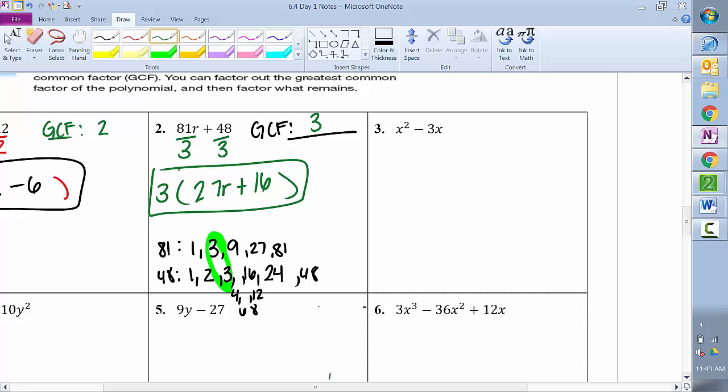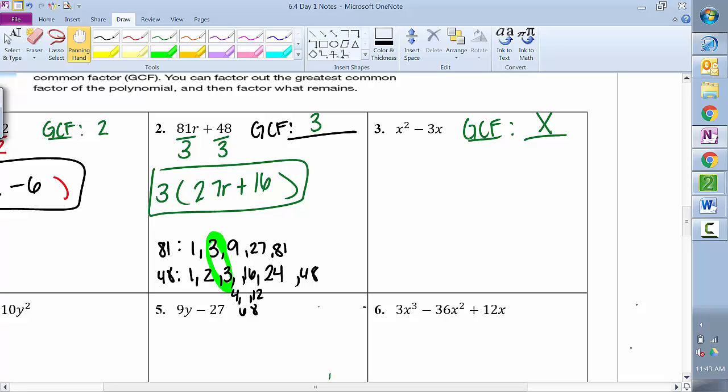Let's do it again. Number 3. All we have is 1 and 3. They're both prime, so I can't pull out a number. What about my x's? How many x's are common? 1. You remember it's always the lowest. So please put just x on the outside. I told you variables will be easier.